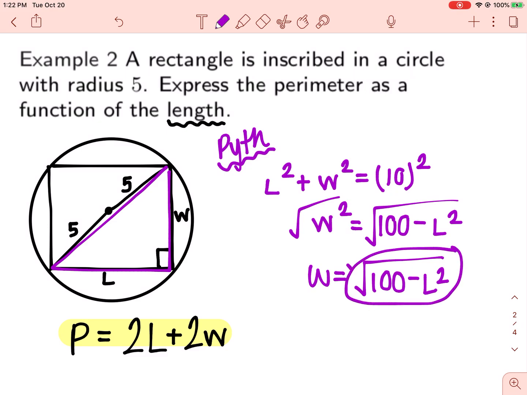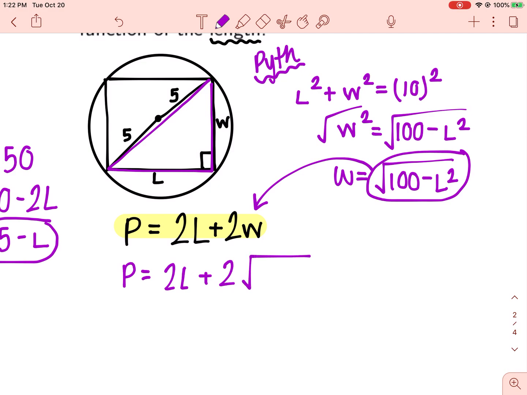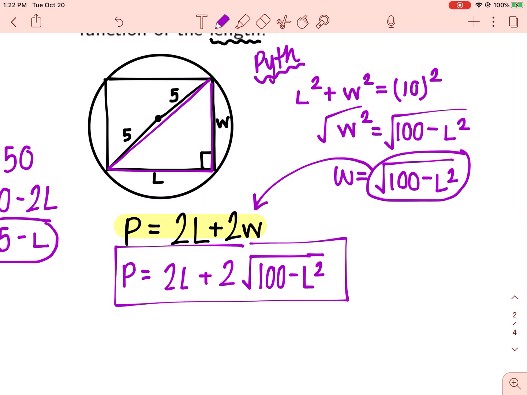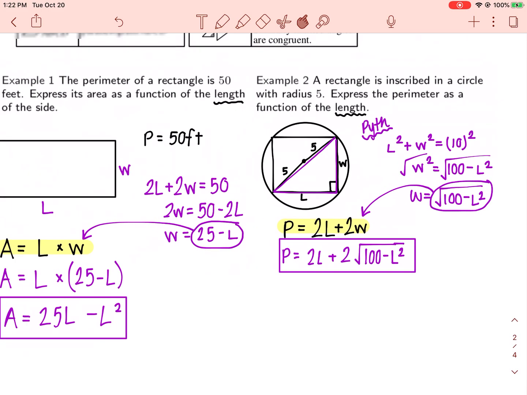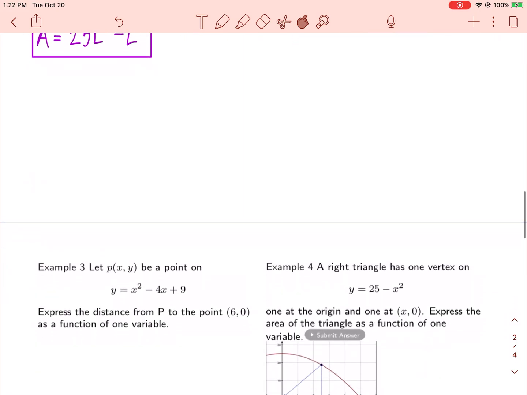I'm going to take that, plug it in, and now I will have perimeter in terms of just the variable L. So go on here, perimeter would be 2L plus 2 times the square root of 100 minus L squared. Oop, I'm sorry, L. That would be awkward. And I did what I wanted. I got the perimeter in terms of the length. Okay, so notice the pattern I do. I draw the picture, I figure out what I want to find, and then I do some kind of math work to replace. A couple more to get you in the feel.